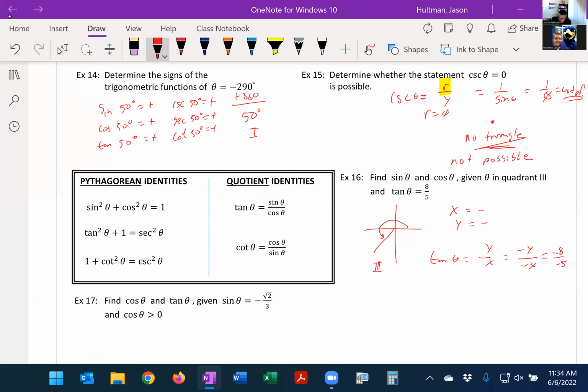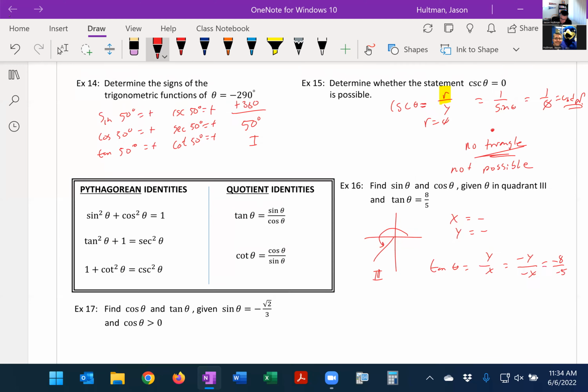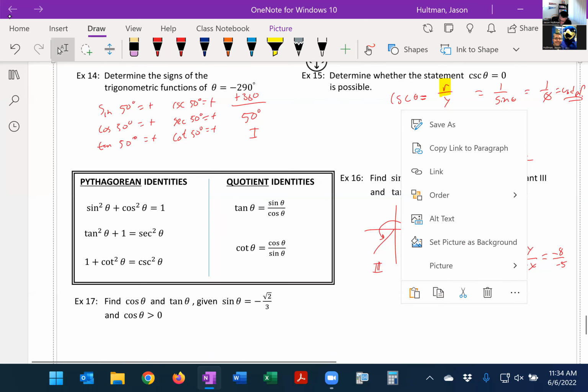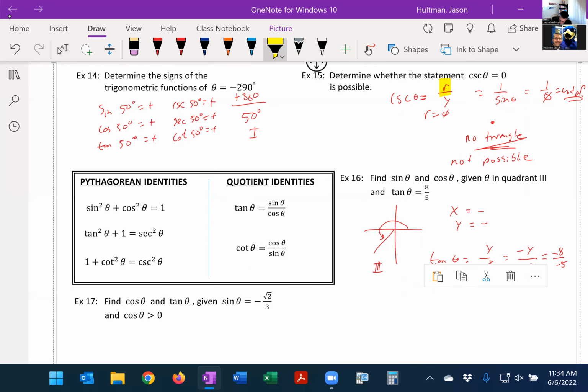So just make sure you understand that the tangent of theta is positive in quadrant 3 up here. Okay, so here's quadrant 3, and yes, the tangent is positive, but the sine and cosine are both negative. The x and the y value are both negative. So if I want to find sine, then the sine of theta is equal to y over r. Okay, so then what's r in this case?